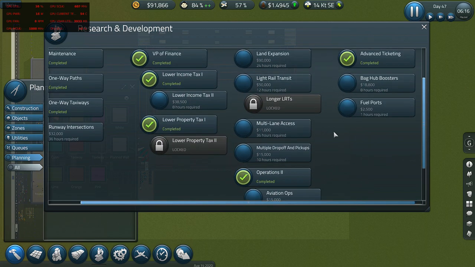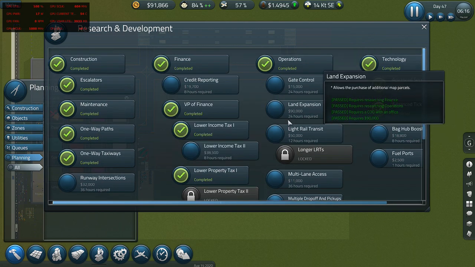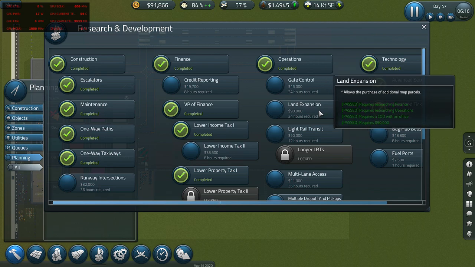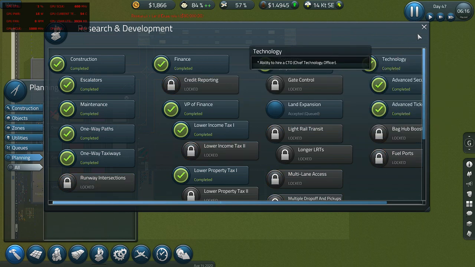I cannot find it right now. There it is. Land expansion. So what I'm gonna do, I'm gonna go ahead and start this.